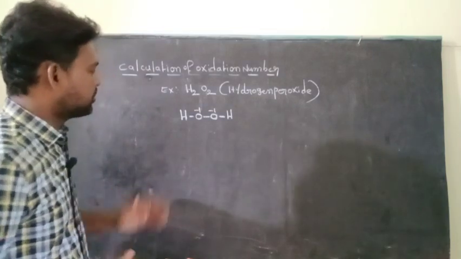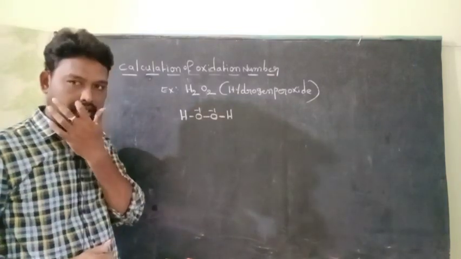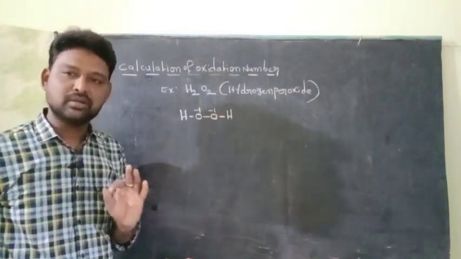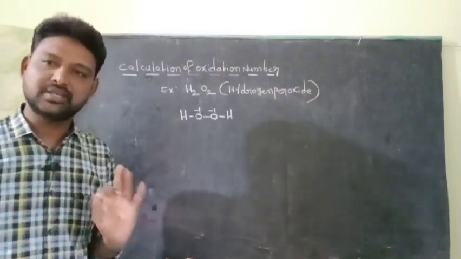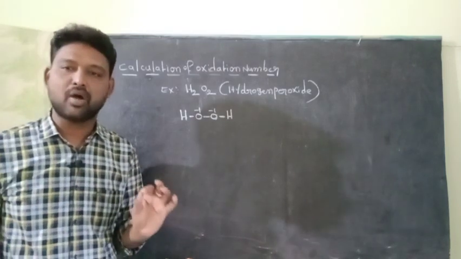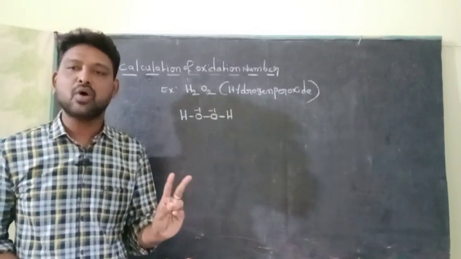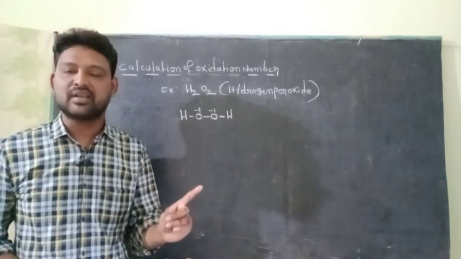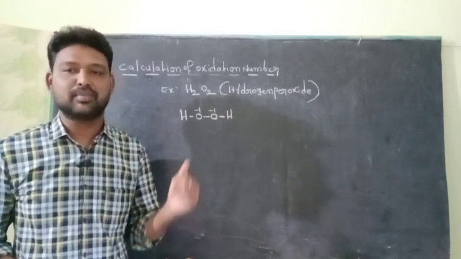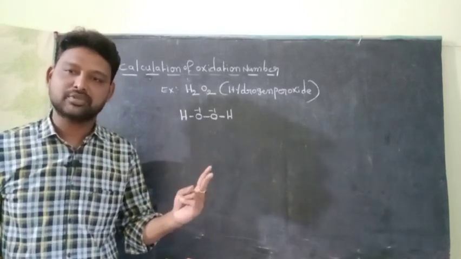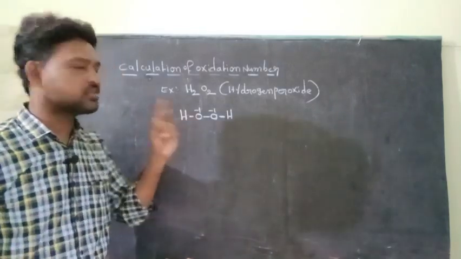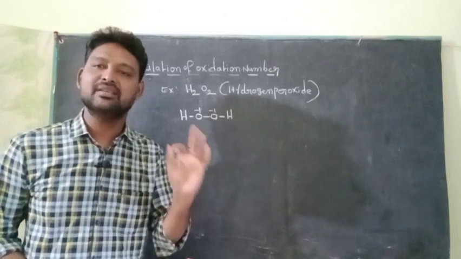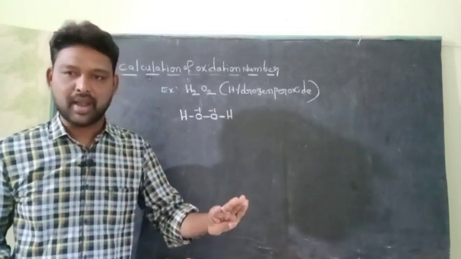So in this, each oxygen has a -1 oxidation state. Clear? So what is the meaning of peroxy bond and peroxygen atoms? The two oxygen atoms bonded with one single bond, that bond is nothing but a peroxy bond, and those oxygen atoms are nothing but peroxygen atoms. So in peroxide compounds, each oxygen's oxidation number is -1, not -2.